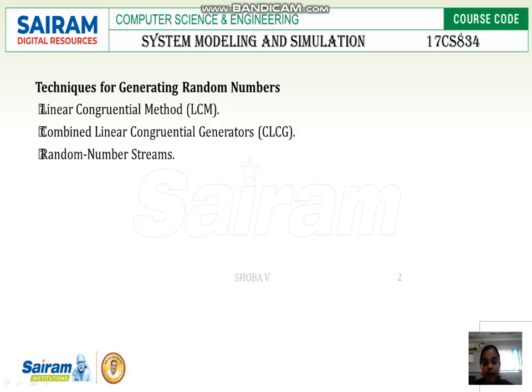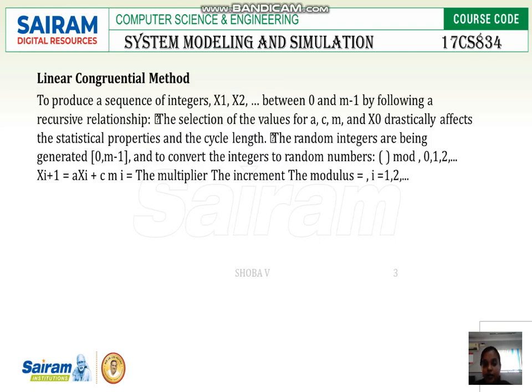So these are the techniques for generating random numbers. The first one is the linear congruential method, the second one is combined linear congruential generators, and the third one is random number streams. The linear congruential method we already discussed. This is primarily used for a sequence of integers X1, X2 and so on, between 0 and m minus 1. The value lies in the range between 0 and m minus 1, following a recursive relationship.